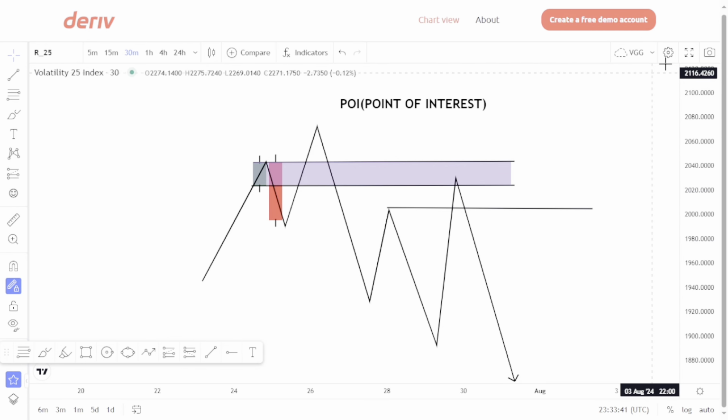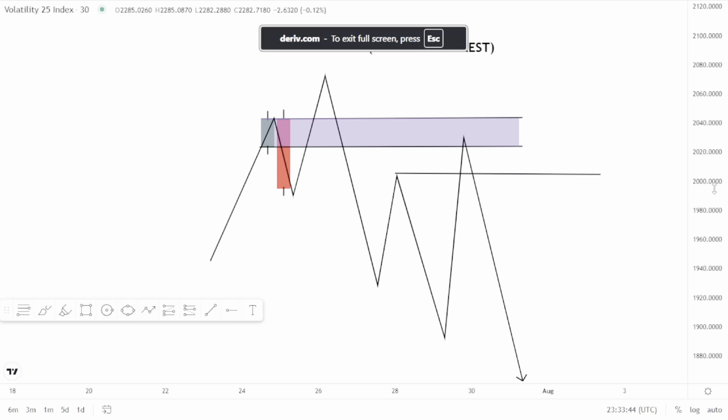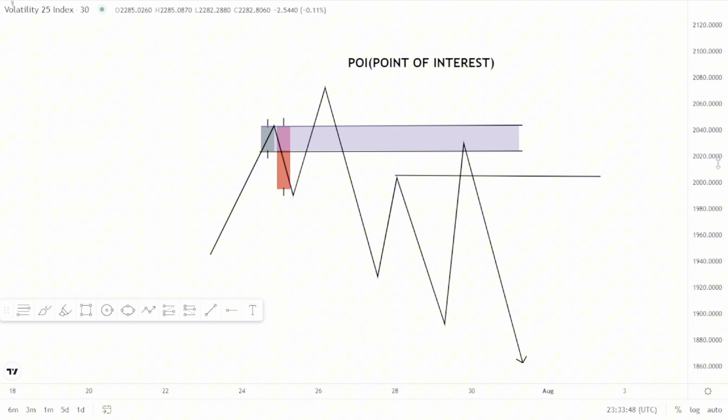Hello guys, in today's video we're going to be looking at the point of interest. I'm going to be giving you the step-by-step procedures on how to take trades at your point of interest. The points of interest are basically supply and demand areas where we make our entries.